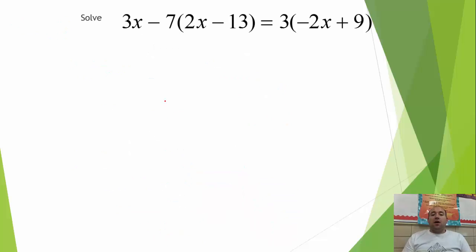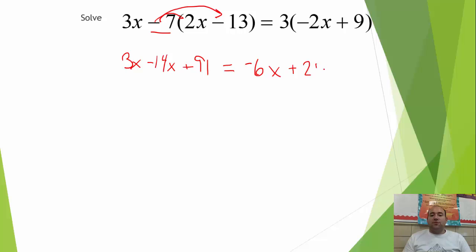Let's look at a few more. Okay, we've got some parentheses here. We've got a lot of x's all over the place. So first thing we want to do is, like order of operations said in the first section, I want to get rid of these parentheses. And the way I do that is I got to use the distributive property. So on the left-hand side, I'm going to take this negative 7, and I'm going to multiply it into my parentheses. So I get 3x minus 14x plus 91 equals negative 6x plus 27.